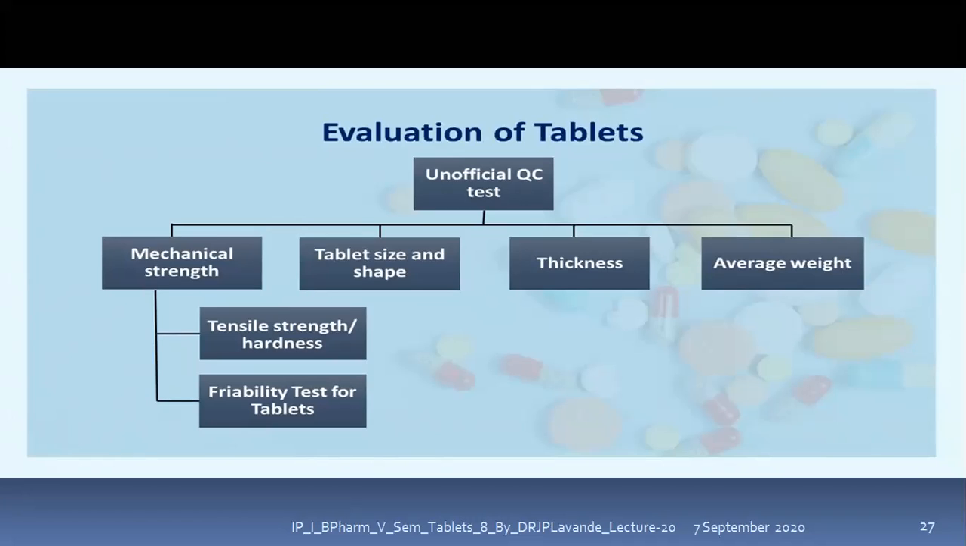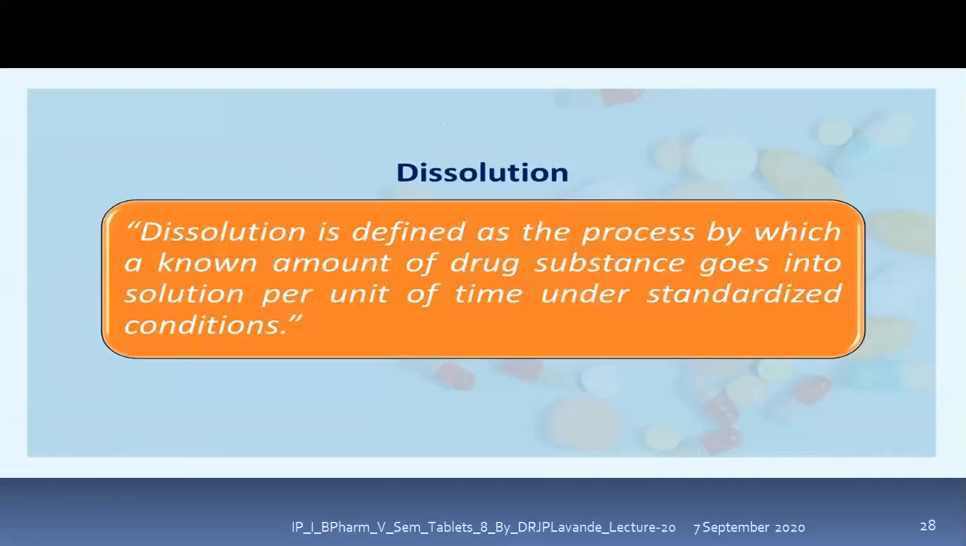So what are all these unofficial QC tests? These are mechanical strength, tablet size and shape, thickness, and average weight. All these are the unofficial QC tests. As far as the mechanical strength of the tablet is concerned, it is in terms of the tensile strength, hardness, and the friability test, which is performed on the tablets. Let's come to the very first, that is the dissolution, which is one of the official tests.